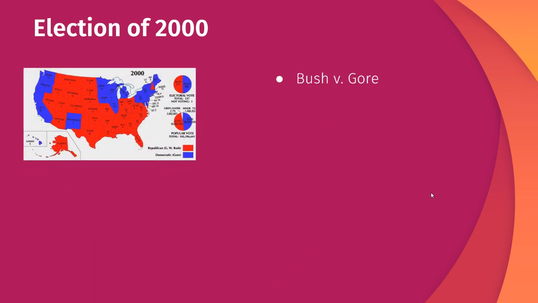So the election of 2000. The election of 2000 is one of the most contentious elections that the United States has had in recent memory. The nation was really split, and this is something that you all have grown up with.